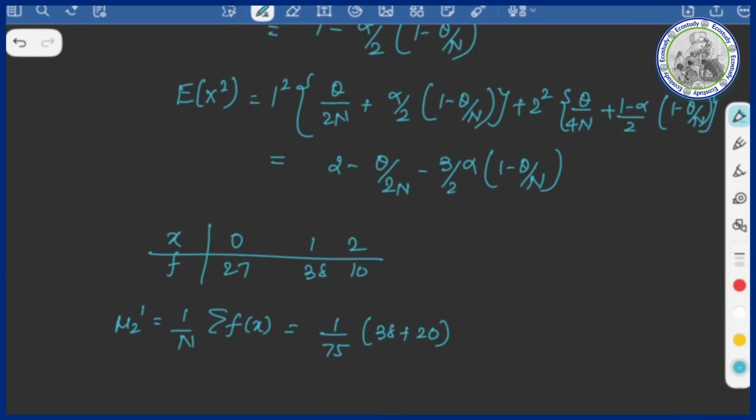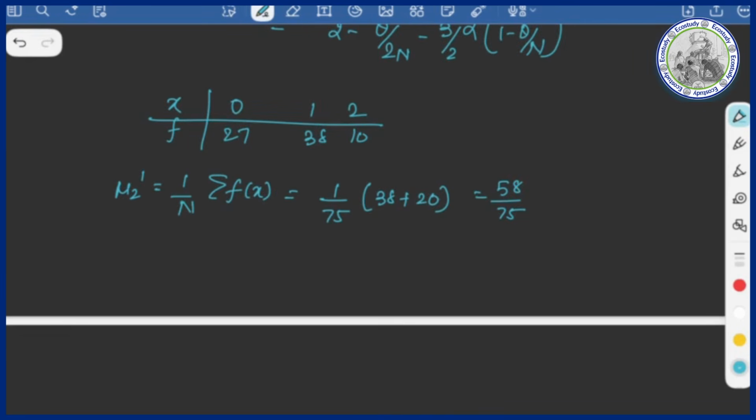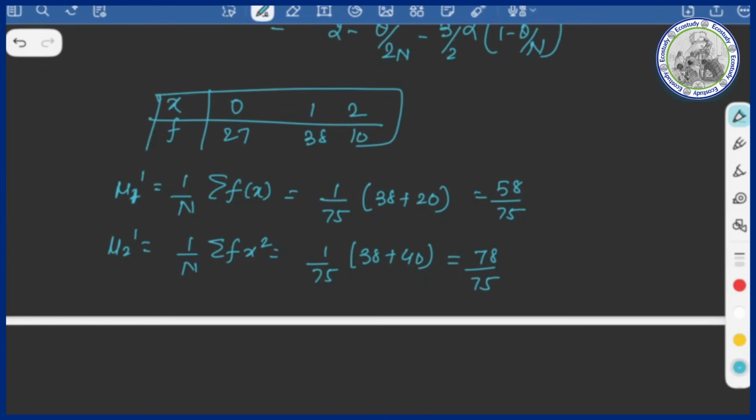That is 58 upon 75. Sorry, it's mu1, I'm sorry. And mu2 dash is what? 1 upon n sigma f x square, that is 1 upon 75 into 38 plus 40, that is 78 upon 75. It is mu1, and you have just calculated this simply. Just put in the formula. I'm sorry, it is x here. Now we can estimate the moments from here.